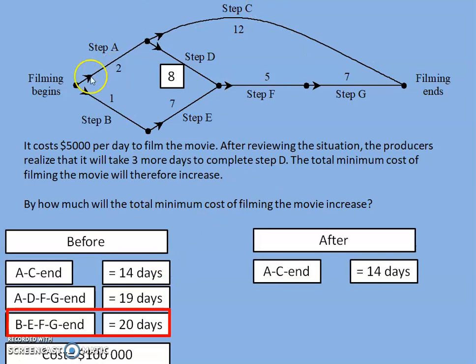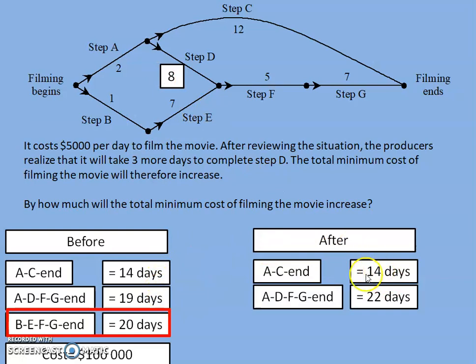In fact, the only path that changes is this one, A, D, F, G. And it changed by 3. That's the one that became 3 days longer. So that one changes to 22. And this one down here didn't change because the one step that changed isn't on this other path, B, E, F, G, end. So this one stays exactly the same.